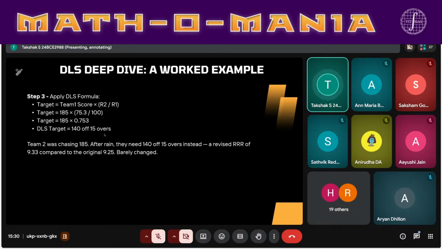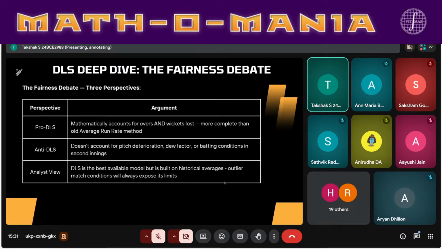Means the DLS method worked perfectly here. Despite its mathematical sophistication, DLS remains one of the most debated topics in cricket, and engaging seriously with that debate reveals important truths about the nature of statistical modeling and its relationship to real-world complexity.